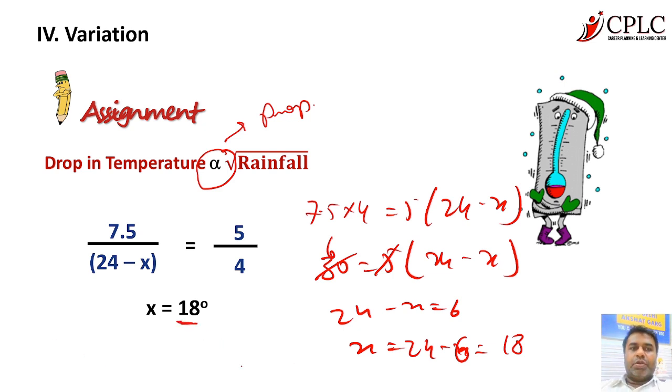Samjha? So basically what happened in this case, it was given that the drop in temperature is directly proportional to square root of rainfall. Now we know that the temperature has dropped by 7.5 when there was a 25 mm rainfall. And the question is, what will be the drop if current temperature is 24 and there is 16 millimeter rainfall? So we made a very simple expression: 7.5 divided by 24 minus x is equal to 5 by 4. We cross multiplied and solved, and we finally got the answer 18 degrees.